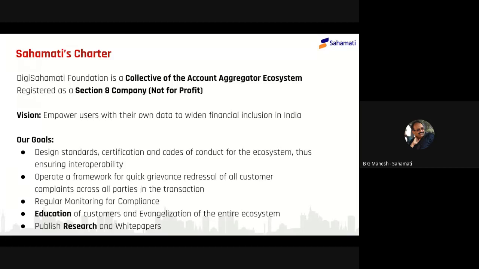So, we are a collective of this account aggregator ecosystem, which means we work with AAs, FIPs, FIUs, and the technology service providers, privacy experts, lawyers, everybody who is directly and indirectly associated with this ecosystem. We work with the ecosystem to design standards, the certifications. We have almost come up with the code of conduct about who does what in this ecosystem. So these are the things which we actually do.